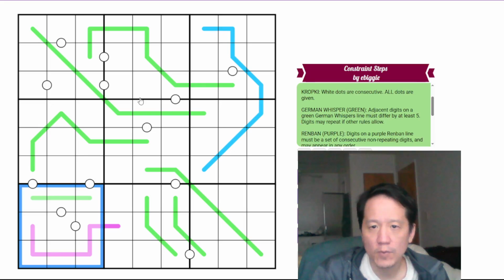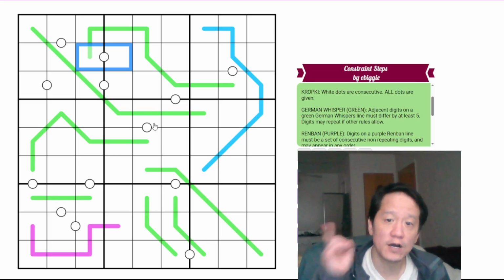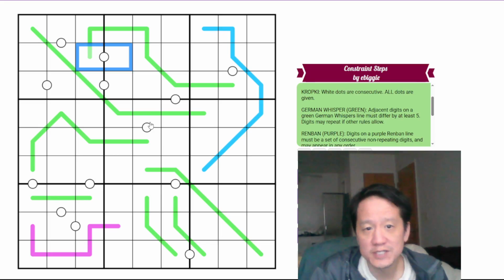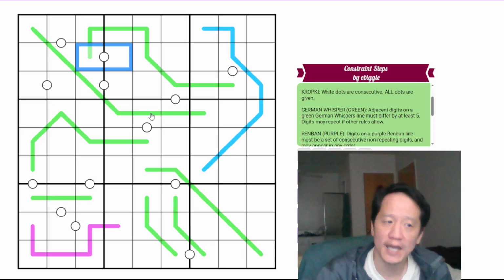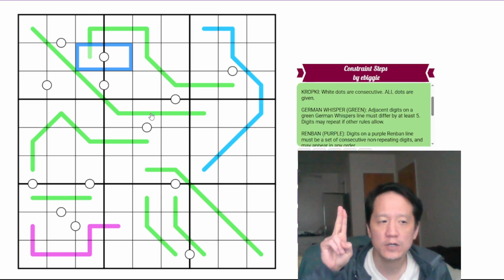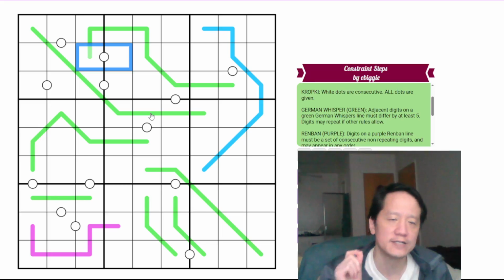White dots are consecutive. All dots are given. So this is a negative constraint where basically you cannot have consecutive digits in any two adjacent cells unless there is a white dot in between them.